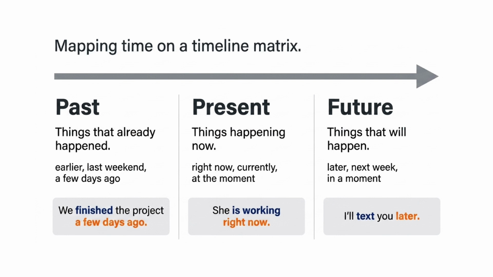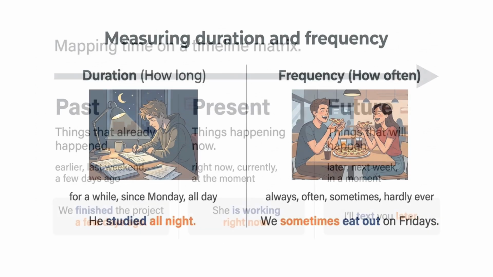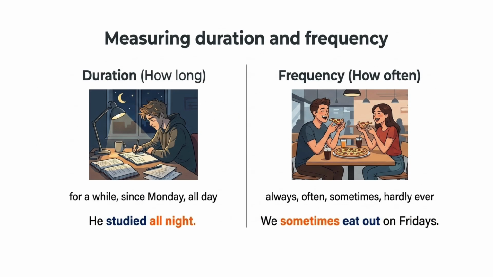Simple, right? And hey, remember those other core questions we talked about? Well, the other categories link right back to them. You have adverbs of duration, which answer how long something happened, like all night. And you have adverbs of frequency, which answer how often, like sometimes. Pretty much every single adverb of time fits into one of these groups.